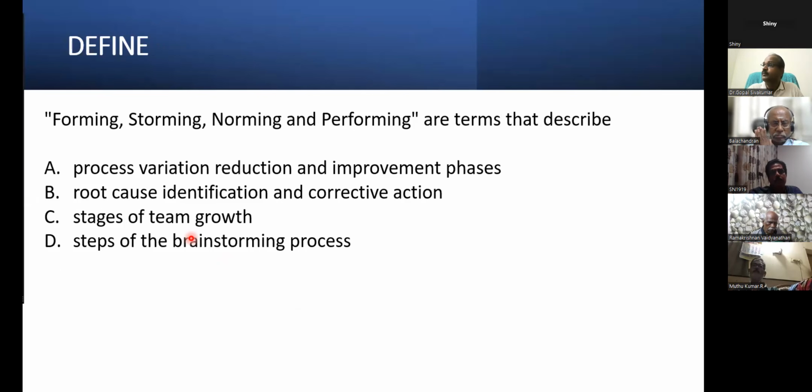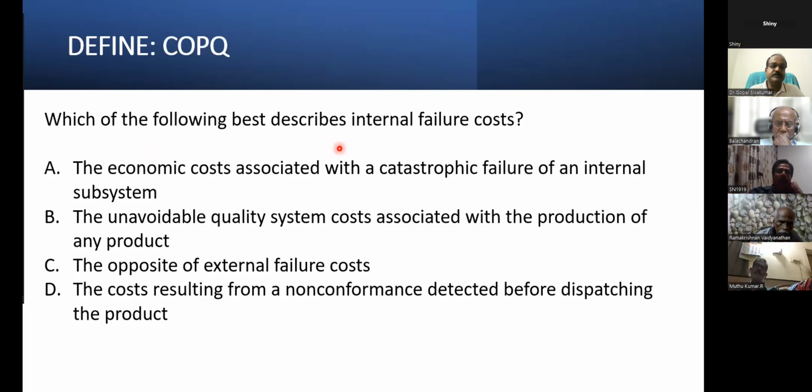Forming, storming, norming, performing: stages of team growth. Any team, whenever you form it, will go through these stages. As a team leader, you should know this. Is this otherwise called Kaizen or Kanban? No, I don't think it is related to Kanban or Kaizen. This just tells the stages of team growth. As a team leader, you have to make sure your team quickly passes through forming, storming, and norming, so that they come to the performing stage, and then you can capitalize on that.